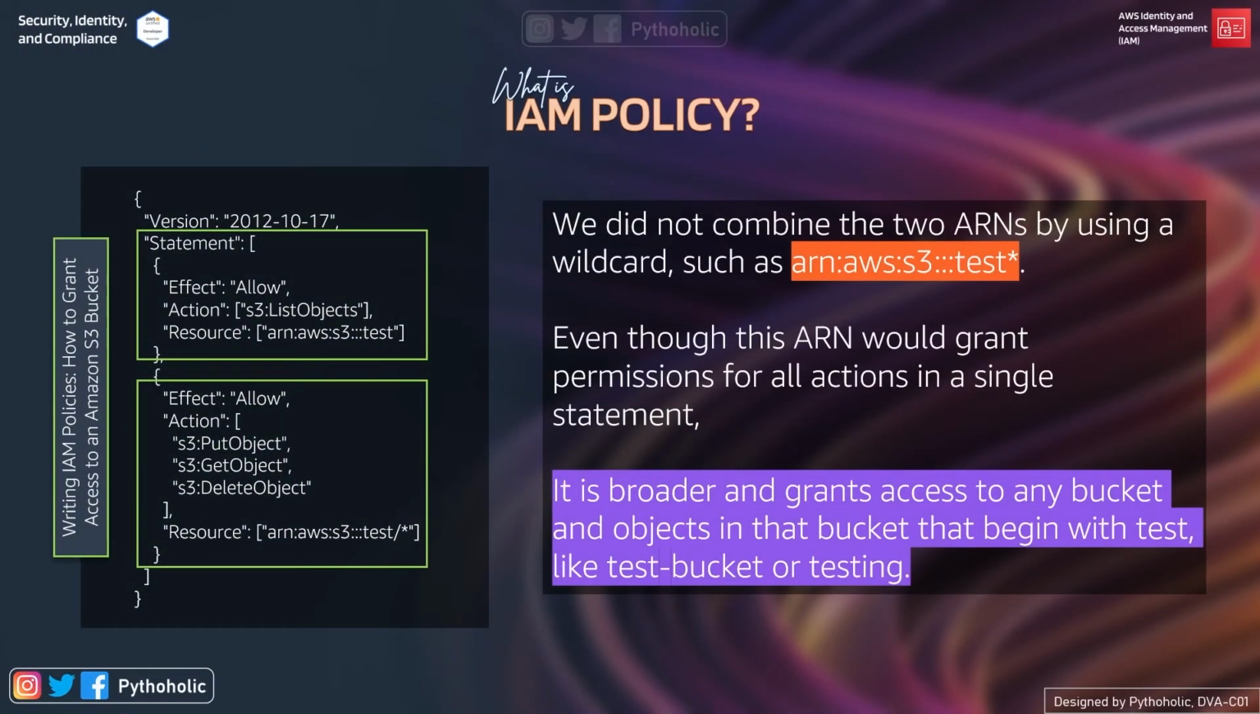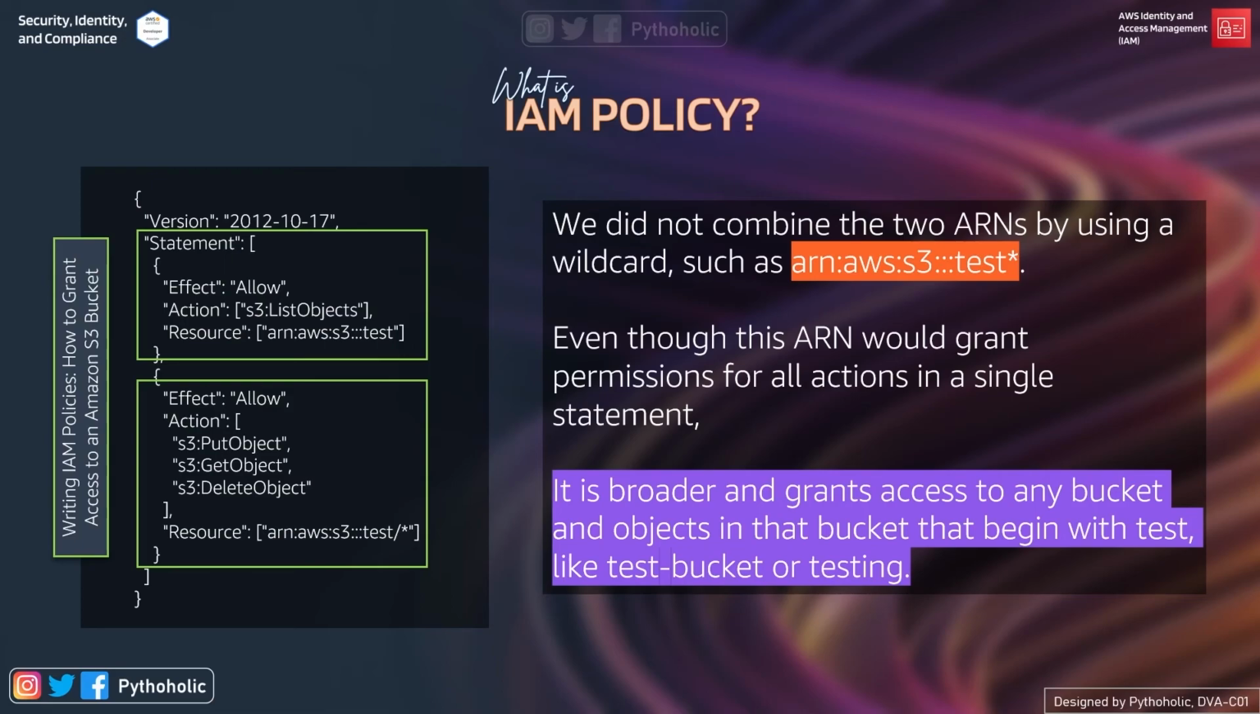And even though it is a valid question, let's see why we have written it like this. If you see the first statement here, it precisely specifies allow permission for ListObjects, and this returns some or all, up to 1000, of the objects in a bucket. So that's basically to list the objects. But still, we did not combine the two ARNs by using a wildcard such as test star, because even though this ARN would grant permission for all actions in a single statement, it is broader and grants access to any bucket, and any object in that bucket, that begins with test, because we are using a wildcard, that is test star.